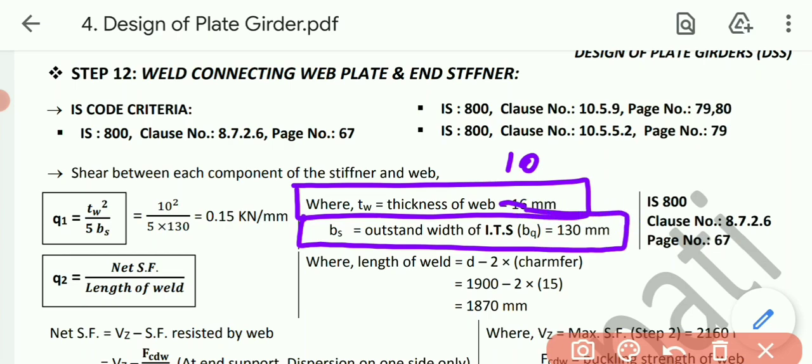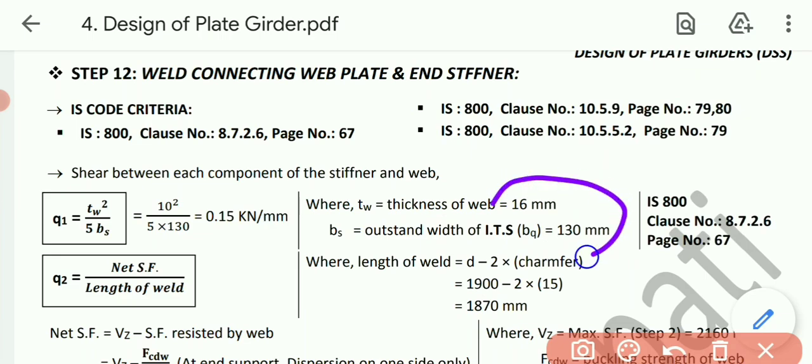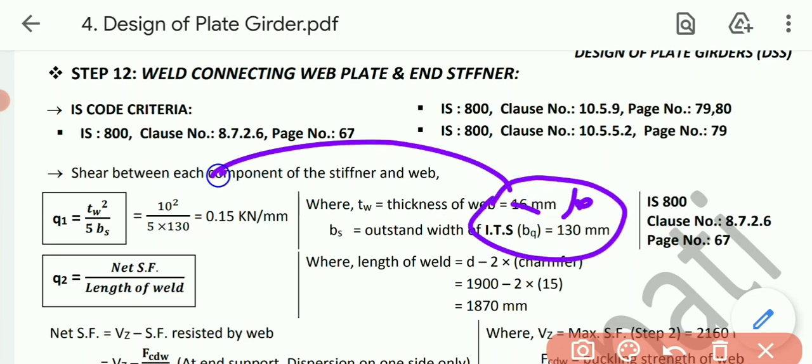Now over here we have provided two stiffeners, one end bearing and one ITS. So obviously we need to take the minimum thickness. So the minimum thickness will obviously be of ITS, that is 130. Now let's put down these two values. This one is 10, and these two values over here. So 10 square divided by 5ES, so 5 times 130. So the answer comes 0.15 kilonewton per mm. So that's the answer of Q1.